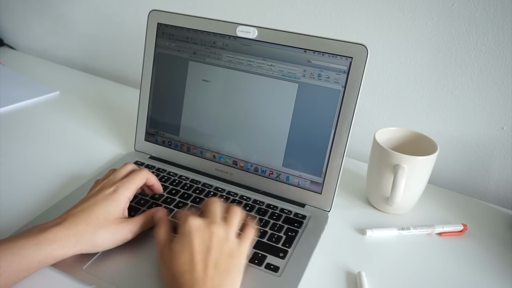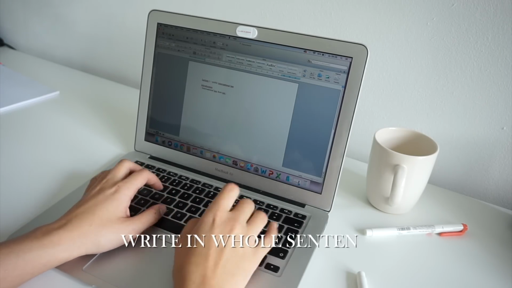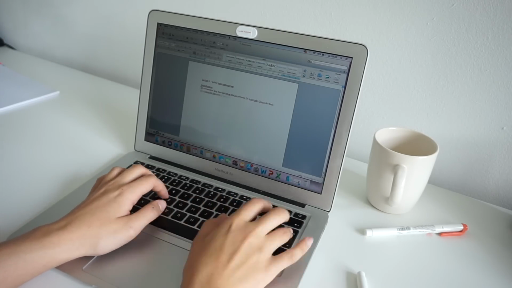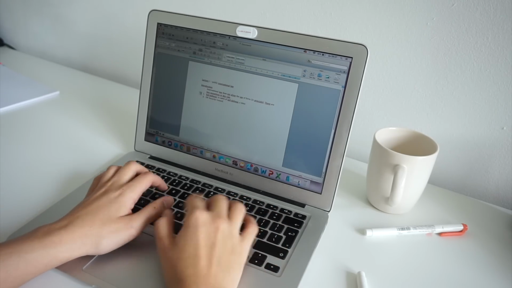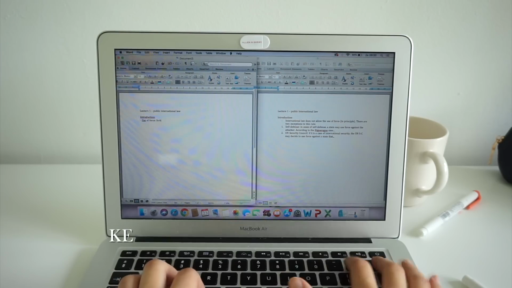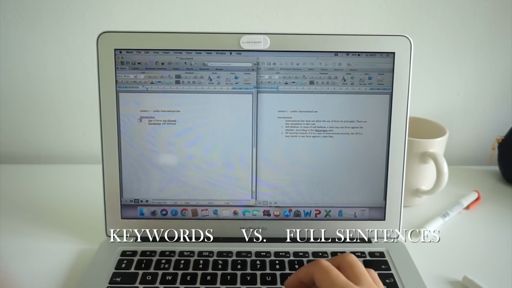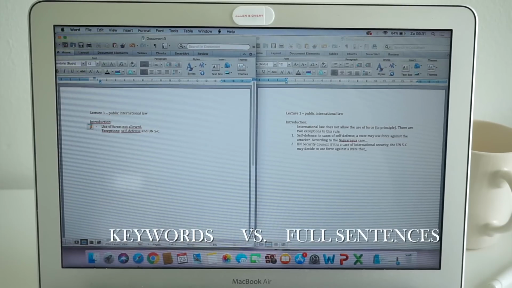So a second piece of advice I want to give you is to not just write down keywords, write down whole sentences. I know a lot of people who write in keywords, which is a quick way to write down things during the lecture, but it is a lot harder to follow when you're studying for the exam a few weeks later. It is a lot harder to follow your train of thought. So that is why I recommend writing in whole sentences as much as you can.